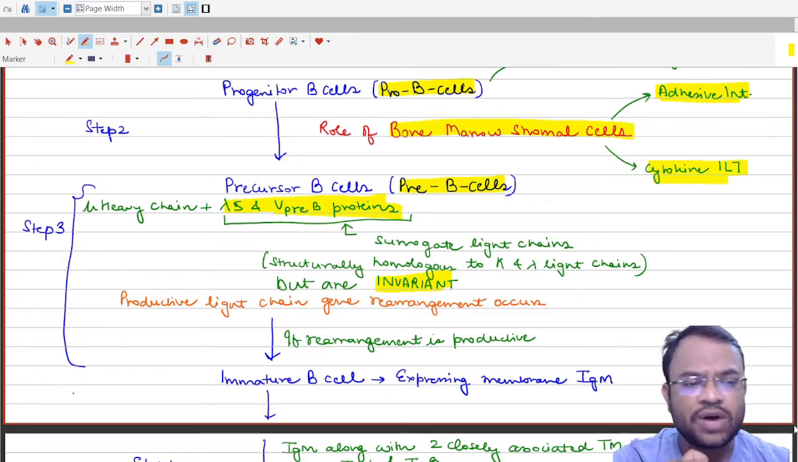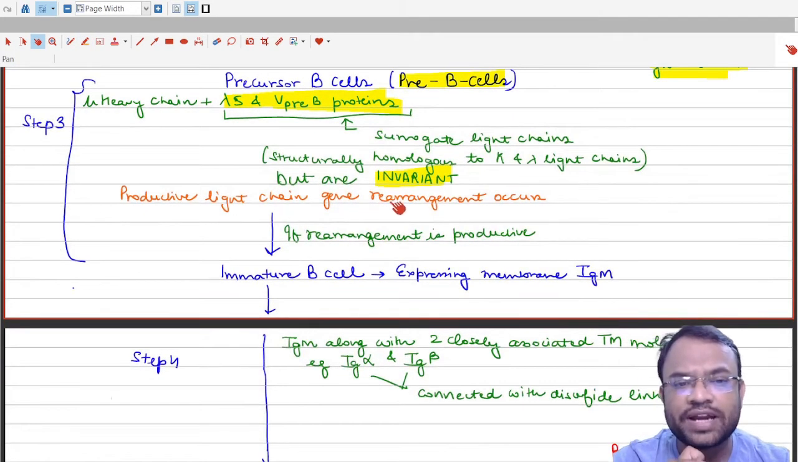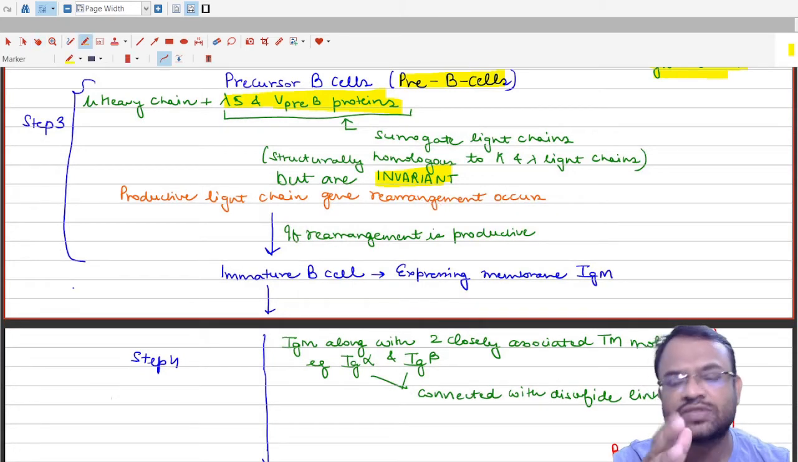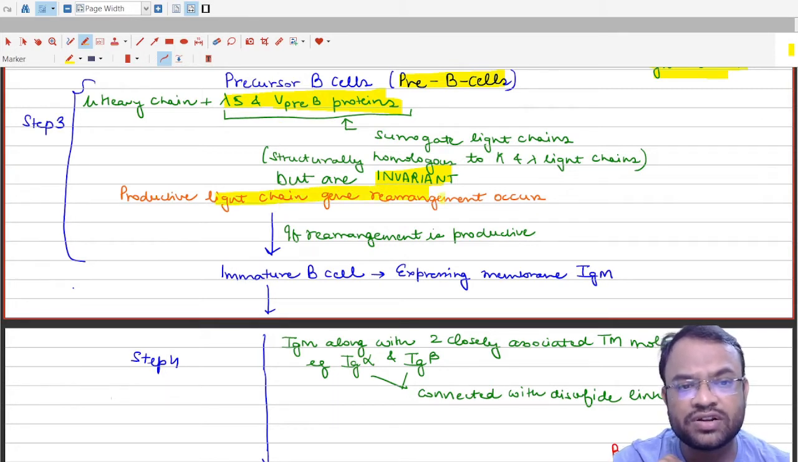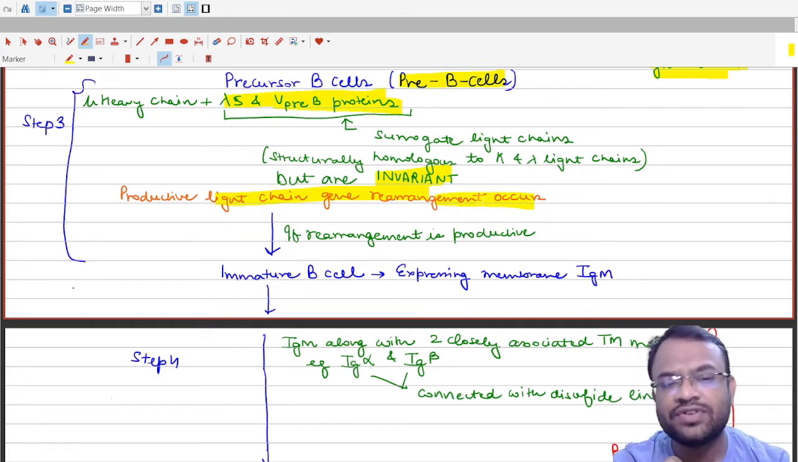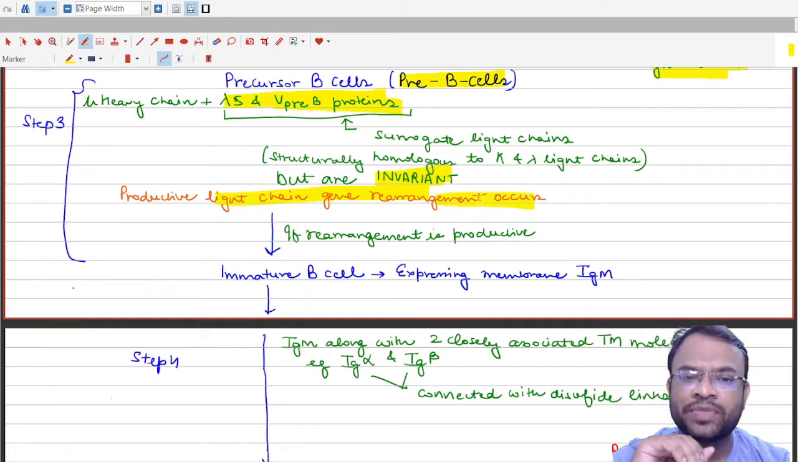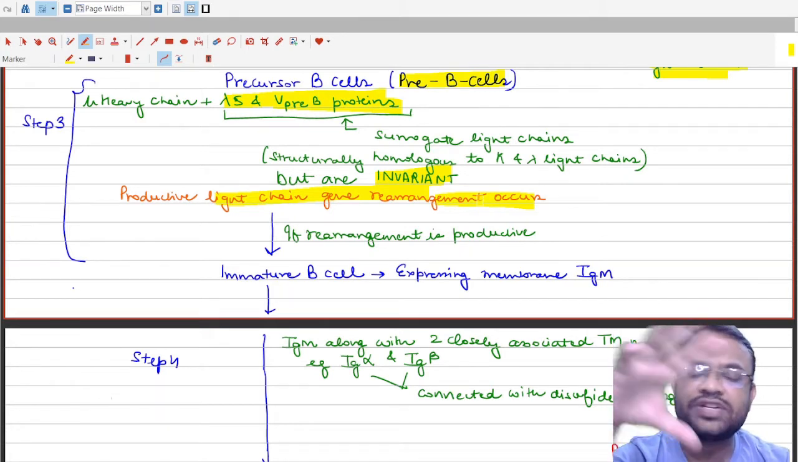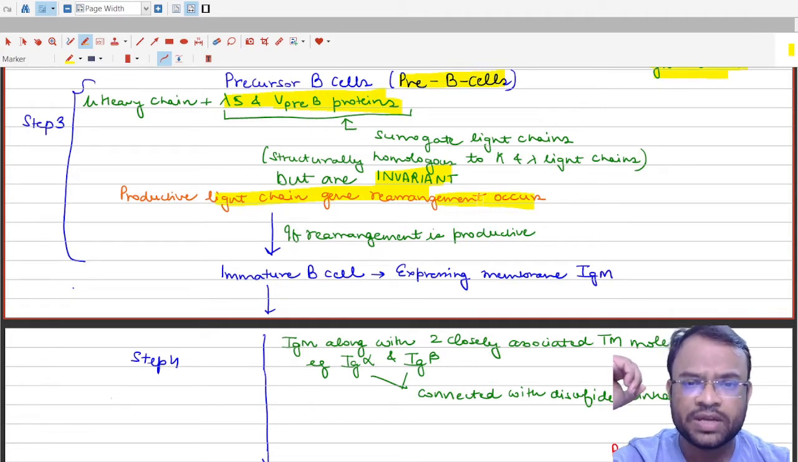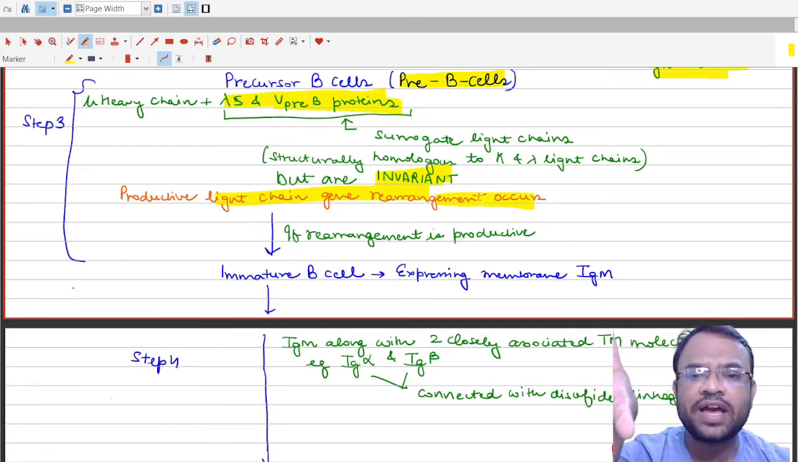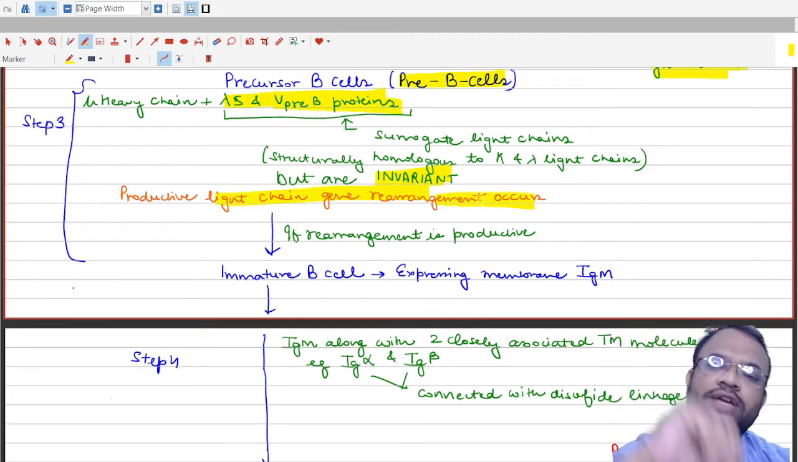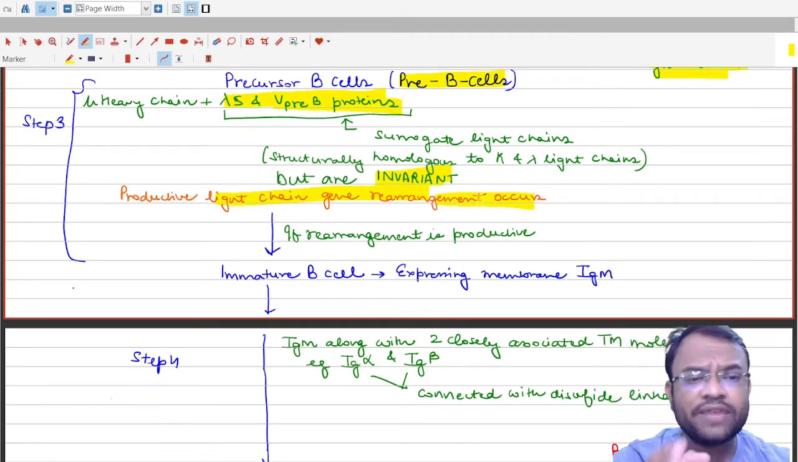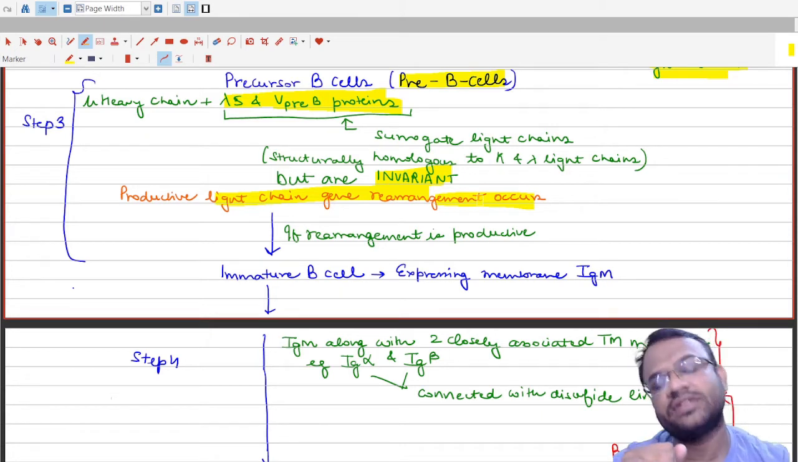Now after this, productive light chain gene rearrangement occurs. Now this is what I was talking about. So just like the heavy chain gene rearrangement was occurring and we reached up to IgM, in the same way we are talking about light chain gene rearrangement. Now this light chain gene rearrangement can be productive and can be non-productive also. Productive and non-productive means successful and non-successful.